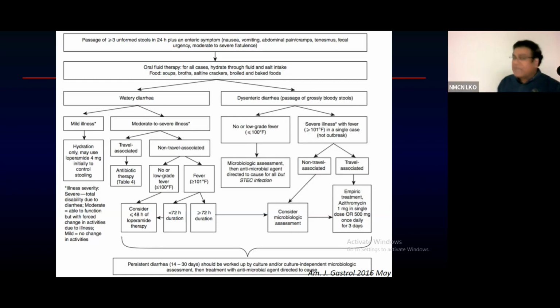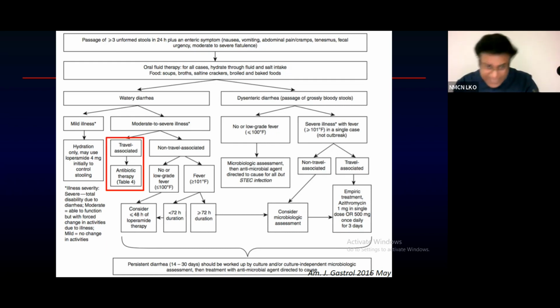So this again is a busy slide, from the American Journal of Gastroenterology 2016, which talks about management of diarrhea. This is the latest we have. Importantly, you need to remember that in acute diarrhea, initial management is oral fluid therapy. If you have watery diarrhea with a moderate to severe illness, and if it's travel associated, you need to give antibiotics. However, they have defined moderate to severe illness here, which you need to remember.